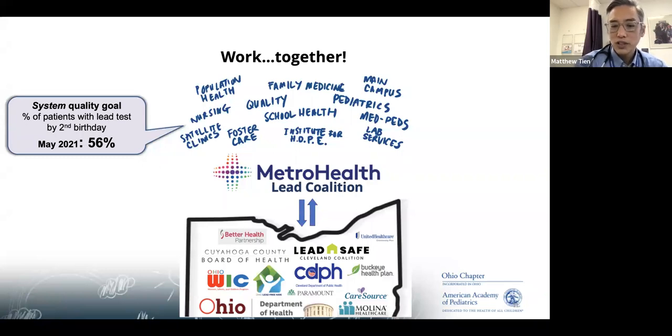We really tried to put together our whole health system. We tried to organize a lead coalition, is how we labeled it. But it really meant that all the different departments and teams that had been working on lead throughout the years in their own little silos were able to funnel together into our lead coalition. We put together monthly meetings of different subcommittees that were focused on different areas of lead prevention. And so that gave us a cohesive approach to lead for our system. And again, having a system quality goal allowed us to organize in that manner.